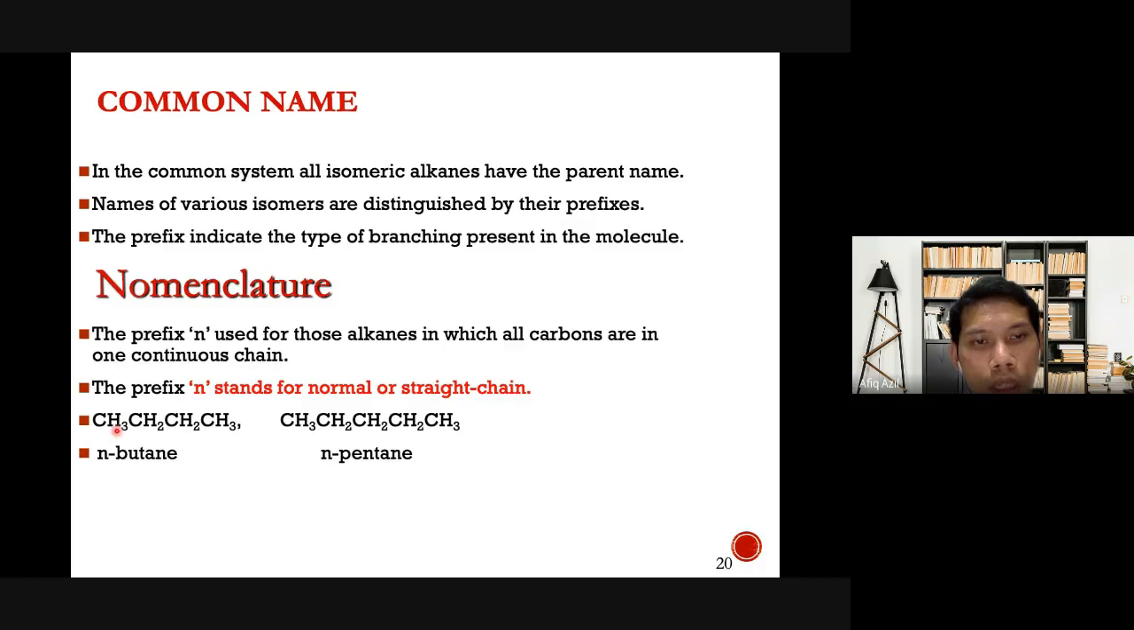For example, you have CH3, CH2, CH2, CH3. So these are 4 carbons in one straight chain. You can write it as n-butane. But if you write it as butane, that is also acceptable according to IUPAC, though this is more the common name. Another example is pentane, where there are 5 carbons in one straight chain.